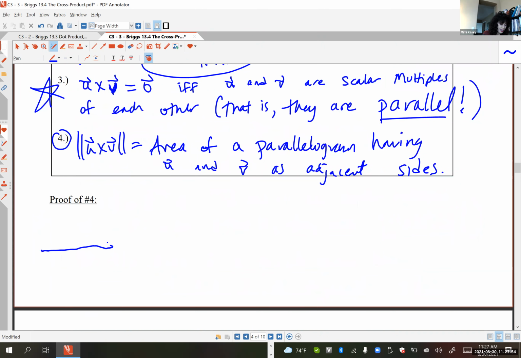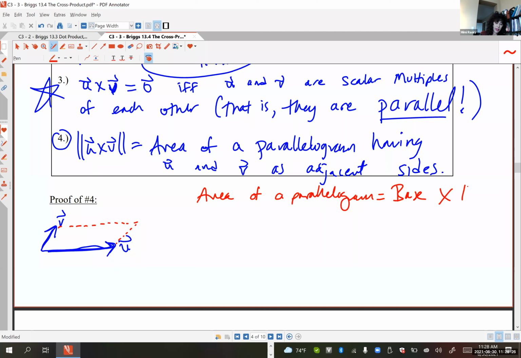Let's look at a picture. Let's say here's U. Oh, it's not a very nice vector. Here's U. And let's say here's V. And if you can imagine that being a parallelogram, if I supply the missing sides with dotted lines. So those two vectors are adjacent side lengths. Now, I don't know if you remember the area of a parallelogram from some previous math class, but it turns out that it's base times height. Base times height. And that is not a cross product there, that's just times.